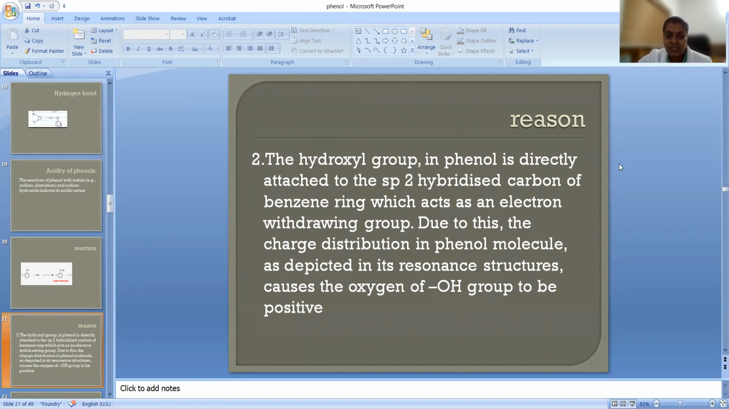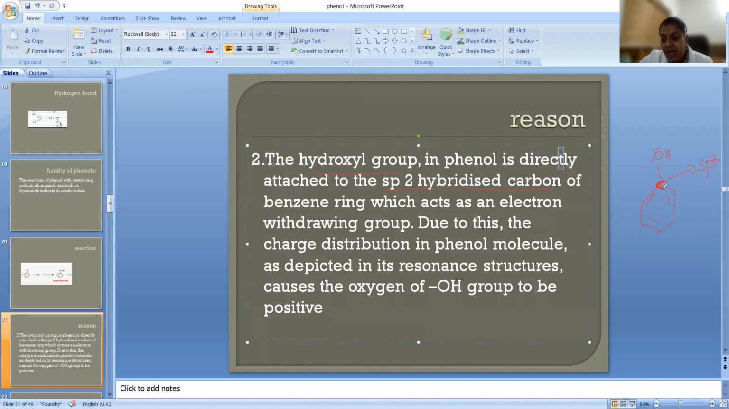Now look at the phenol structure. If you see the phenol structure, this is phenol, right? And this oxygen atom also has a lone pair of electrons. And this hydroxyl group in phenol is directly attached to sp2 hybridized carbon. Which is the sp2 hybridized carbon? Carbon is here. 1, 2, 3 sigma bonds are there. So this hybridization is sp2, and it is attached to the benzene ring.